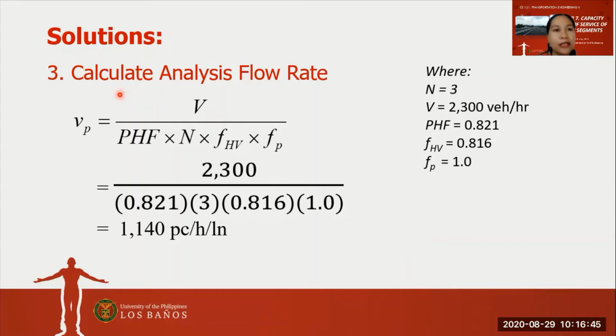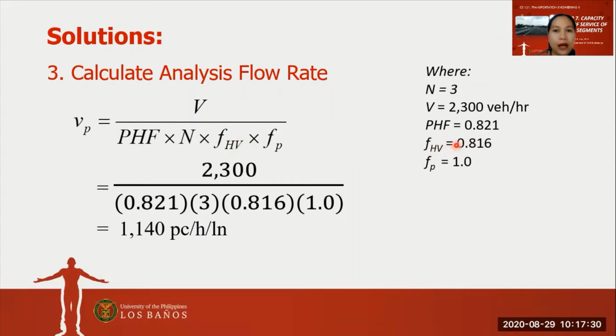Okay, so we move to the next step, step number 3, to calculate the analysis flow rate using the formula that we have discussed earlier, which is the total volume in an hour divided by the product of the peak hour factor times the number of lanes per direction times the heavy vehicle adjustment factor times the driver population factor, FP. So in this problem, what we need to calculate first is the peak hour factor and the FHV.